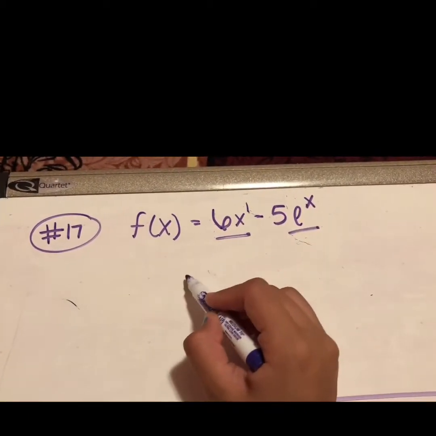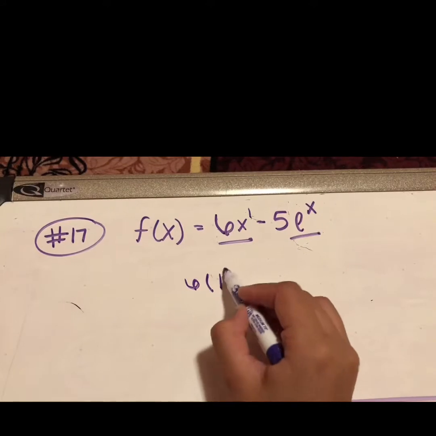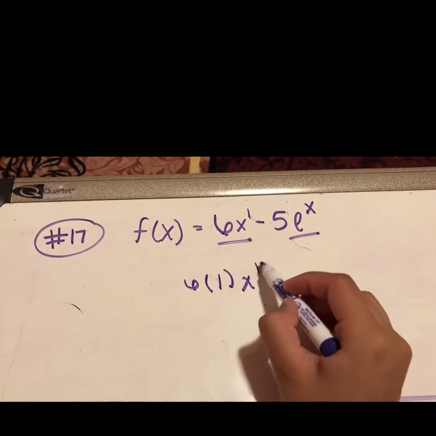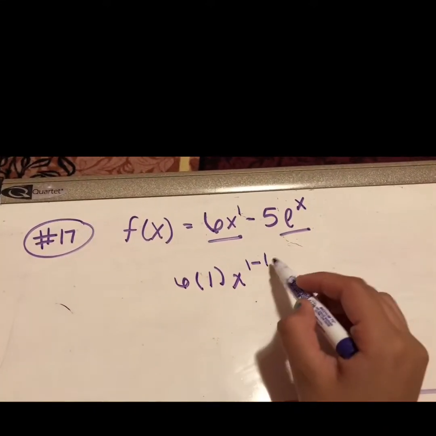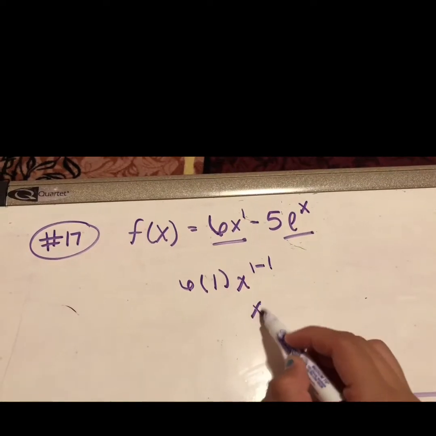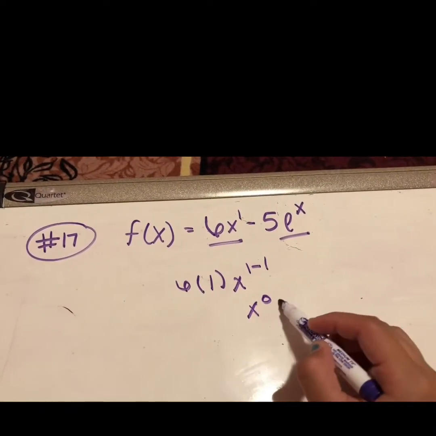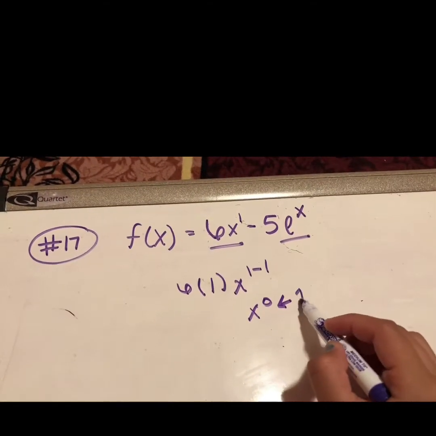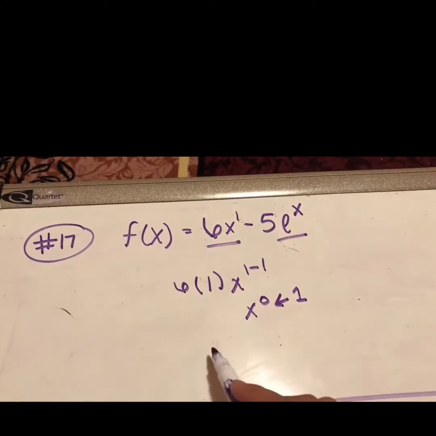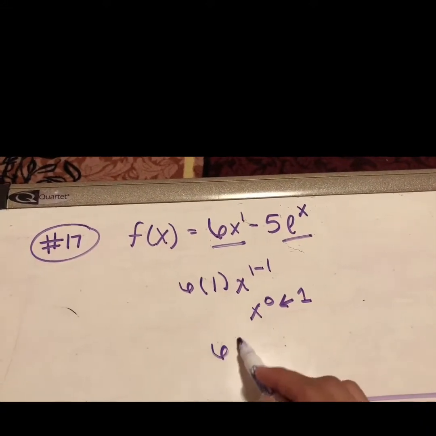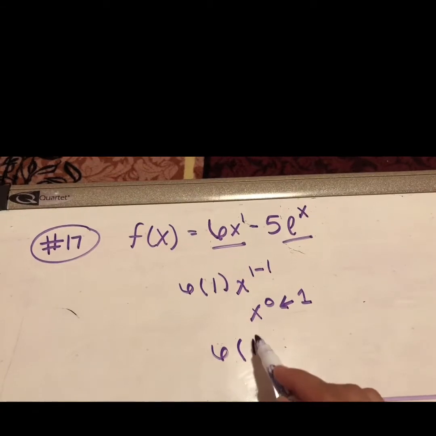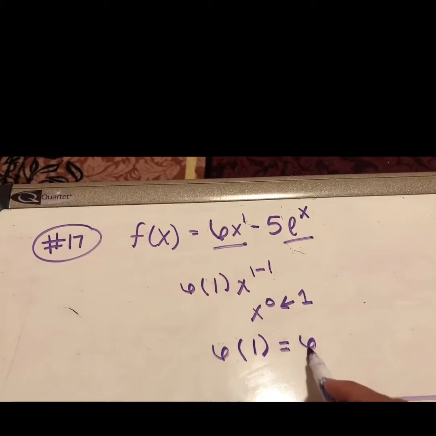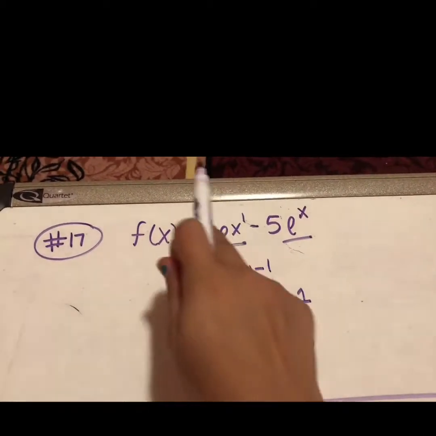So then it's going to be 6 times 1 x to the 1 minus 1, which would be x to the 0, and we know that anything to the power of 0 is going to be 1. So 6 times 1 is 6, and then anything to the power of 0 is 1, so we multiply by 1, and that would simply give us 6. And that's going to be the first part of our function.